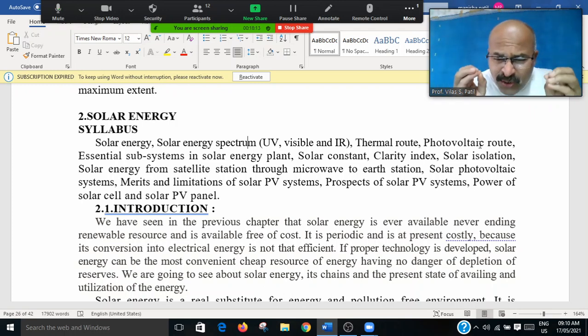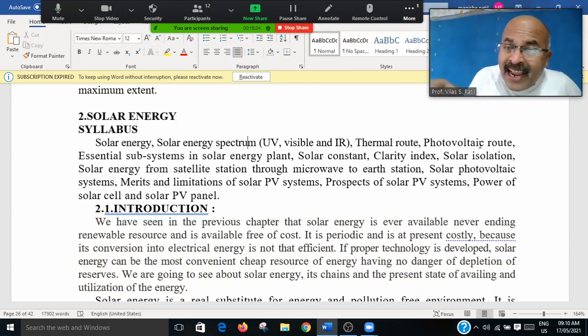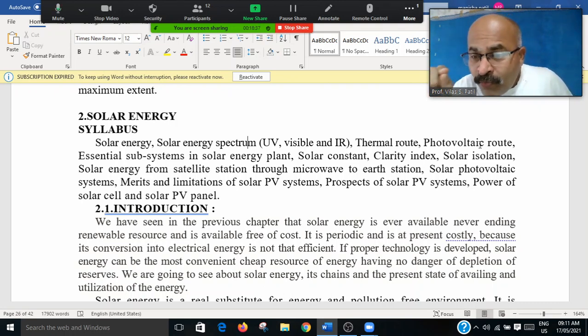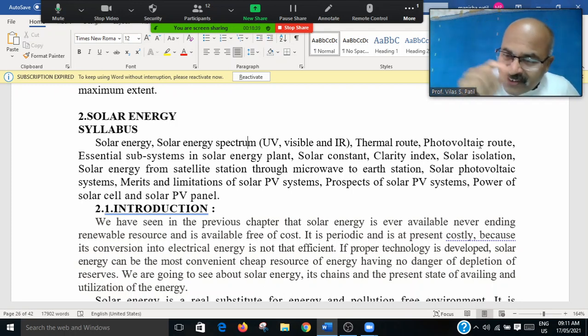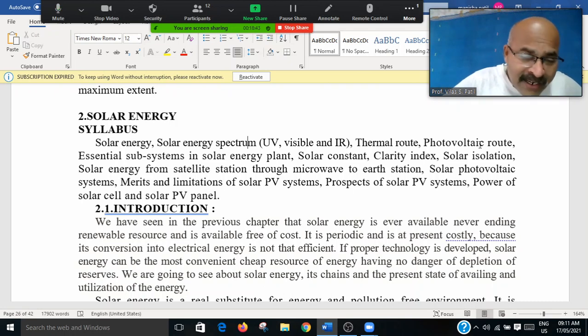If the solar constant is greater, the clarity index is greater, and the solar insolation factor is also greater, then we can start a solar energy plant at that place. It means that first we have to study and monitor well the three constants: the solar constant, clarity index, and solar insolation factor.